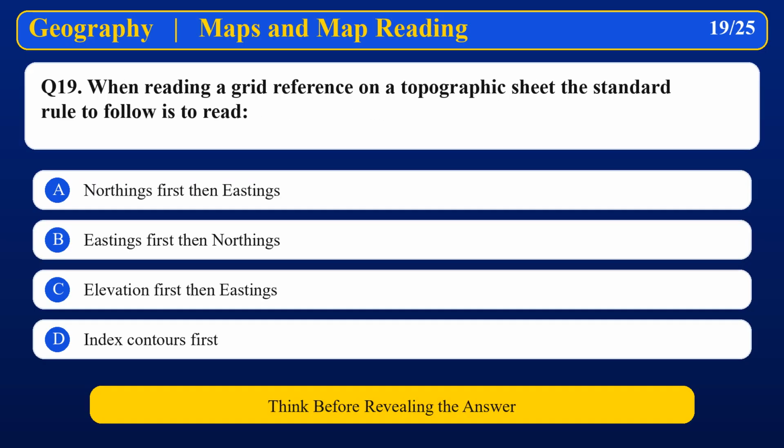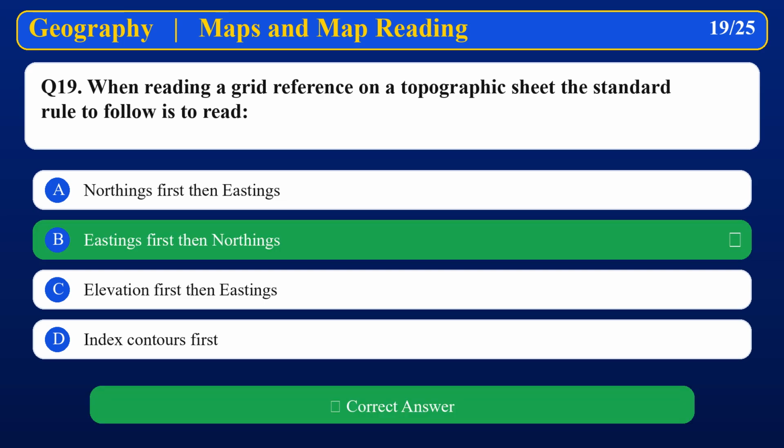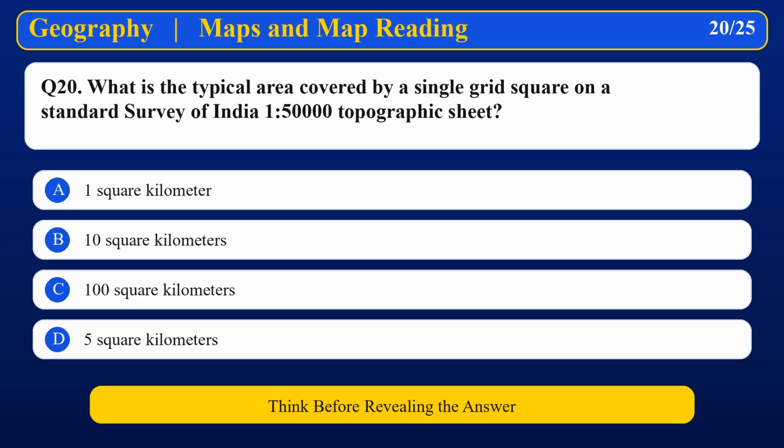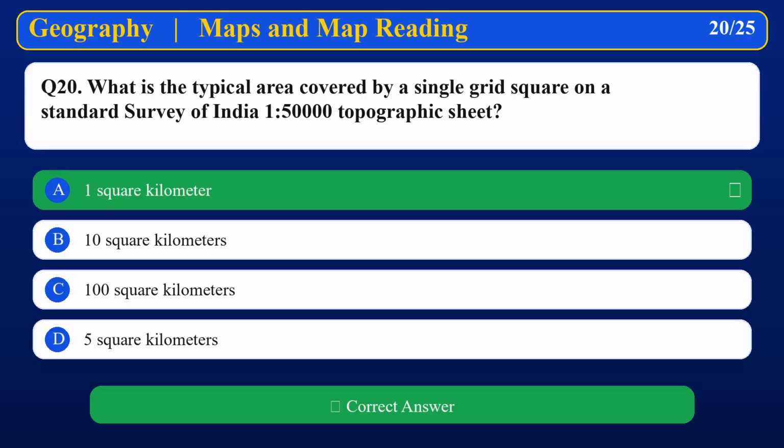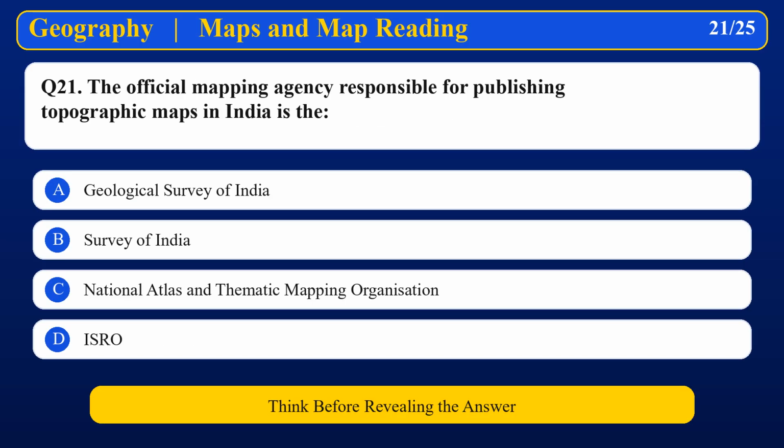When reading a grid reference on a topographic sheet, the standard rule is to read eastings first, then northings. What is the typical area covered by a single grid square on a standard Survey of India 1:50,000 topographic sheet? 1 square kilometer.